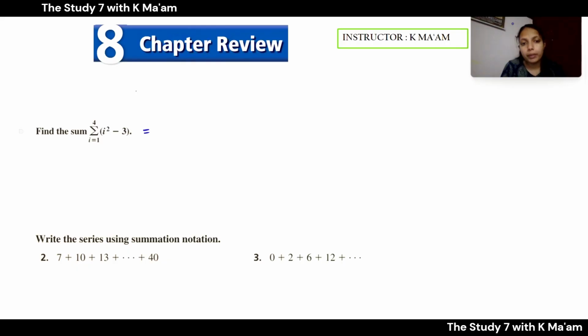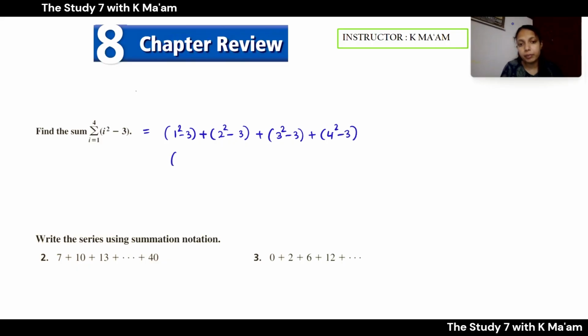You can open it. Substitute i as 1. So 1 squared minus 3. Then add the next term. The next term will be 2 squared minus 3. Add the next term, 3 squared minus 3, and the last, 4 squared minus 3.